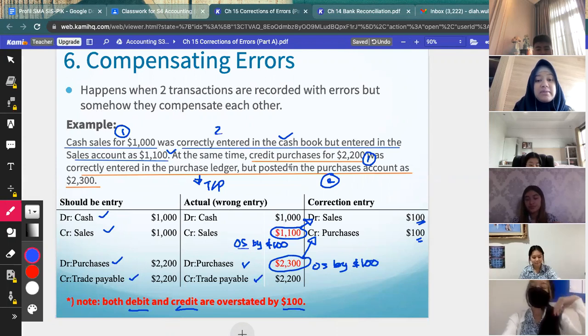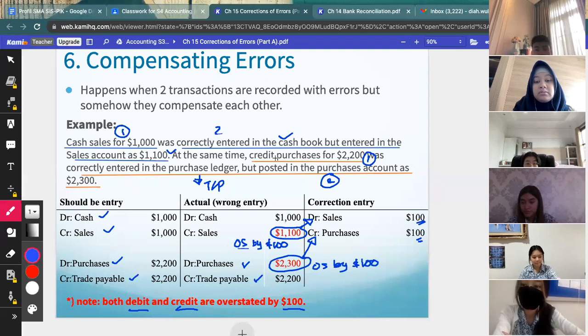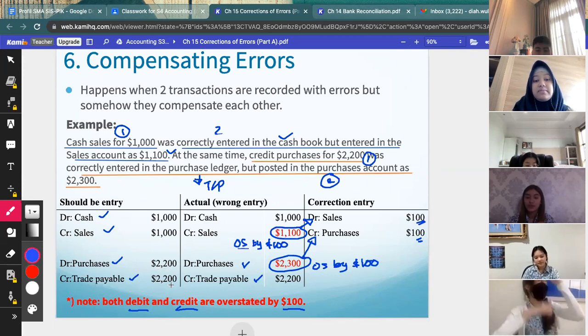At the same time, credit purchases for 2,200. Yeah, this is the first sentence. So I go to the should-be entry. Credit purchases should be recorded with purchases in the debit side and trade payables in the credit side. Yeah, that's how credit purchases should be recorded. Once again, it's all in chapter 3. It should be recorded with 2,200 and 2,200.